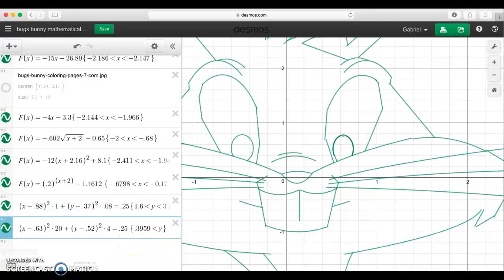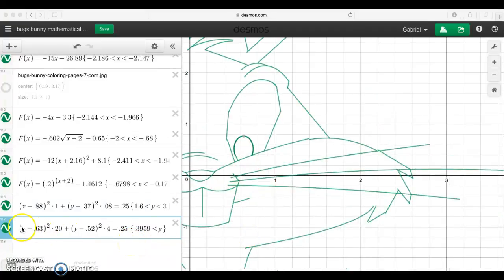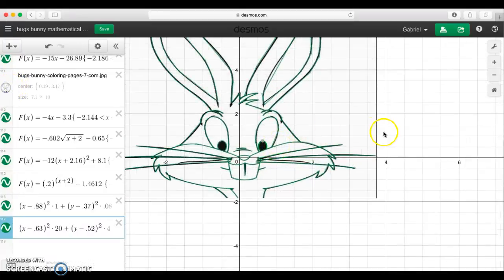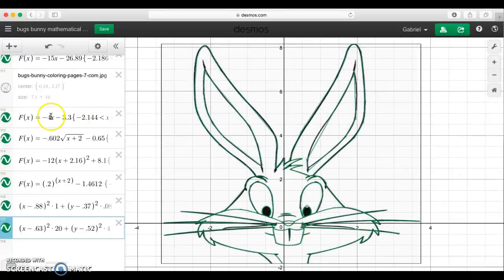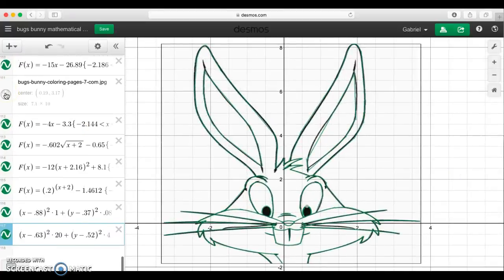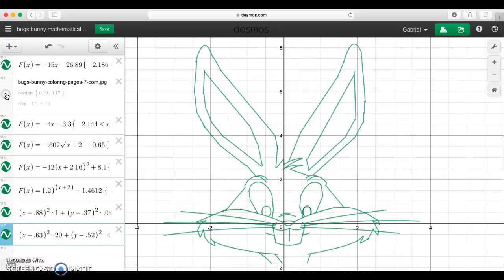And let me just double check some. Okay, that was the last function. That concludes all of the functions for my function transformation. As you can see, I have a total of 116 lines, and I think I did a pretty good outline of Bugs Bunny. Took me a while, but I did it. I think it looks great. I love it.